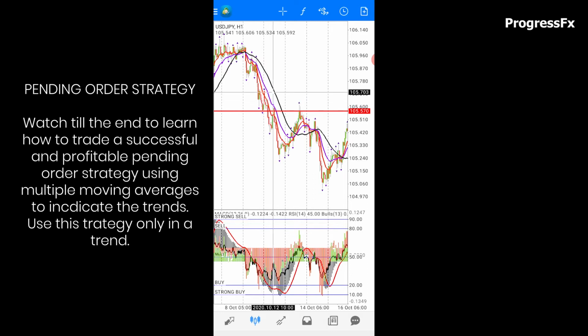So you set your stop loss wherever you find this black moving average. At any point it is at that moment is where you put your stop loss, or a few pips above it.